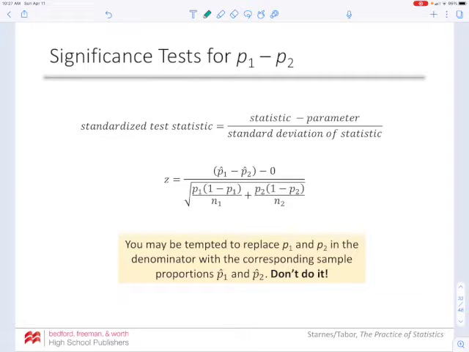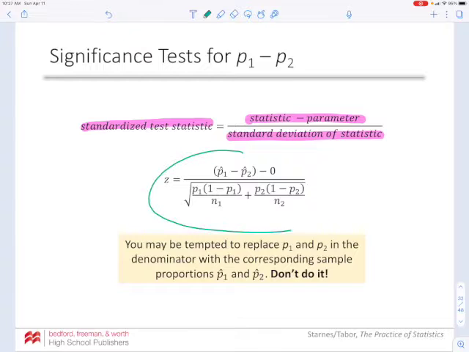So now, how do we actually calculate our test statistic? On your formula sheet, again, you have standardized test statistic equals statistic minus parameter divided by the standard deviation of the statistic. So here we have it all in our notation. Z is equal to p hat 1 minus p hat 2. That's your statistic because it's a difference, minus the parameter, that null hypothesized value of 0. And then again, the square root of the sum of their variances, p1 times 1 minus p1 over n1, and p2 times 1 minus p sub 2 over n2.